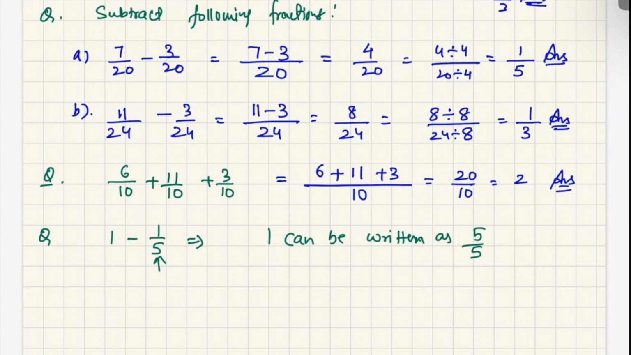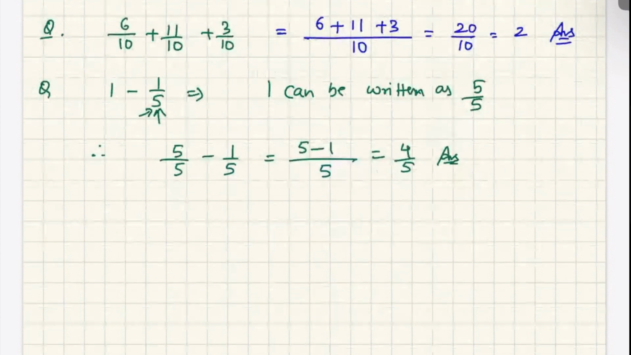So why and how have I done this? Because I am focusing on this denominator 5. So therefore, the new question becomes 5 by 5 minus 1 by 5. Can I say that? Yes or no? All right. The denominator is the same. 5 minus 1 gives you 4 by 5, which is the lowest form answer.